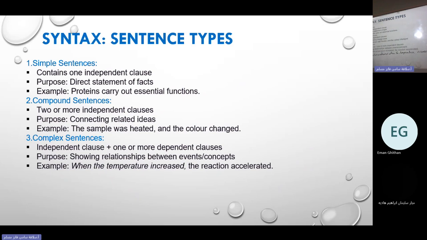When the dependent clause is at the beginning of the sentence, we always use a comma. It's a rule. When the dependent clause comes at the end of the sentence, we don't use a comma. When it comes after the independent clause, we do not use a comma. Okay?